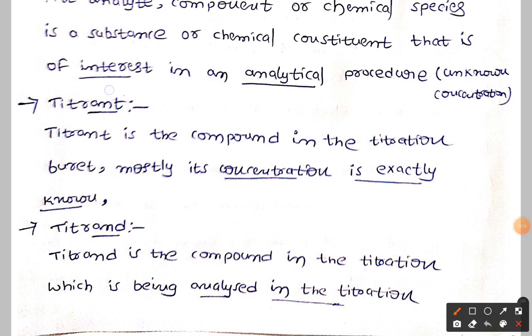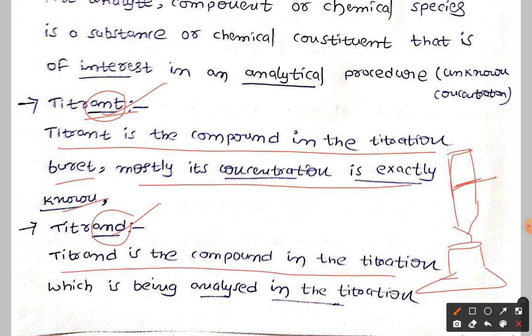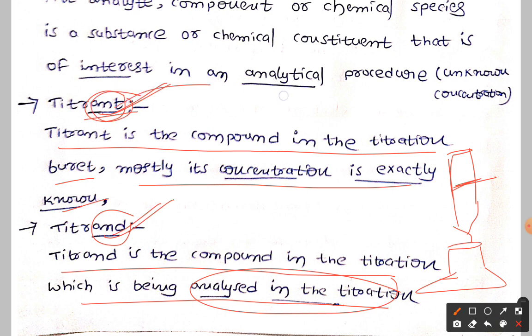Next we have titrant and titrand. The titrant is the compound in the titration burette, and mostly its concentration is exactly known. Simply, in the burette you are going to fill the HCl, so this is called the titrant. In the conical flask, the solution whose concentration is to be determined is called the titrand. That is the component being analyzed in the titration, which we are going to find out. Known concentration is called the titrant, and unknown concentration is called the titrand.